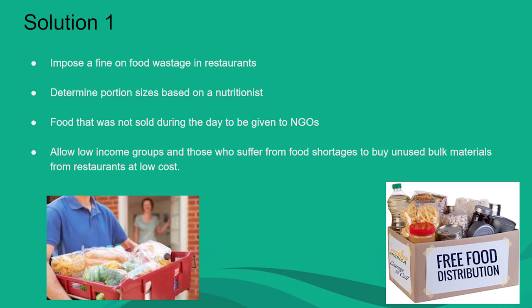There should also be new policies for restaurants and hotels to serve the food that they could not sell during the day to NGOs, who can then provide it to the needy. The government should also allow low-income groups and those who suffer from food shortages to buy unused bulk materials from restaurants at low cost. That way, it prevents food wastage from restaurants and allows people to afford the raw materials needed to be self-sustainable.